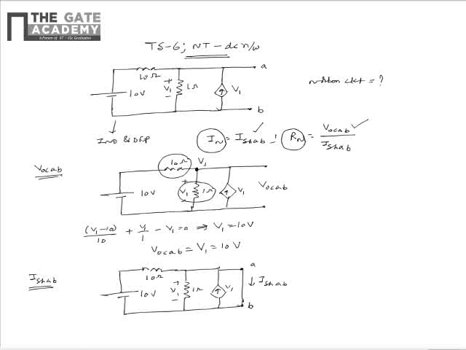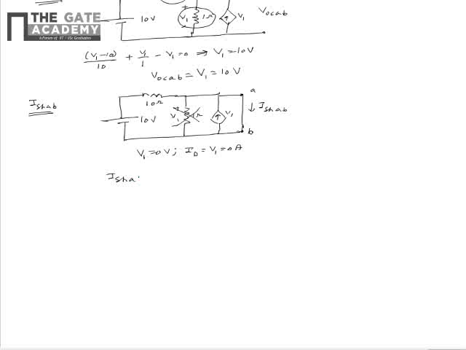Because the terminals are shorted, the 1 ohm resistor gets shorted. Hence V1 is equal to 0 volts, and because of this the current of the current source, that is ID, is equal to V1, which is 0 ampere. From this we can say that the short circuit current ISHAB is equal to 10 divided by 10, that is equal to 1 ampere.